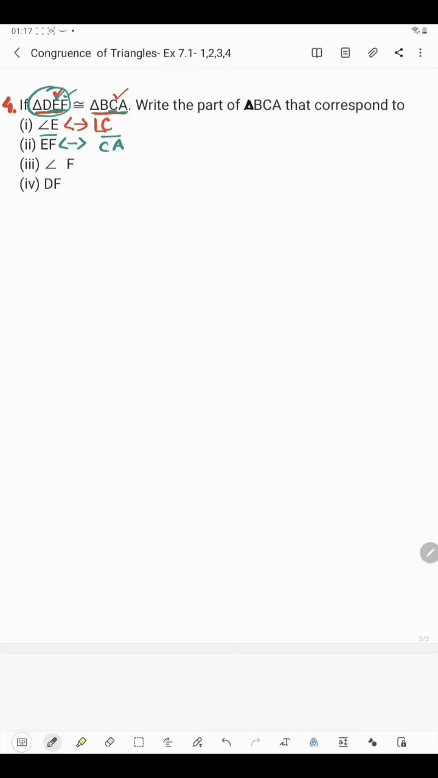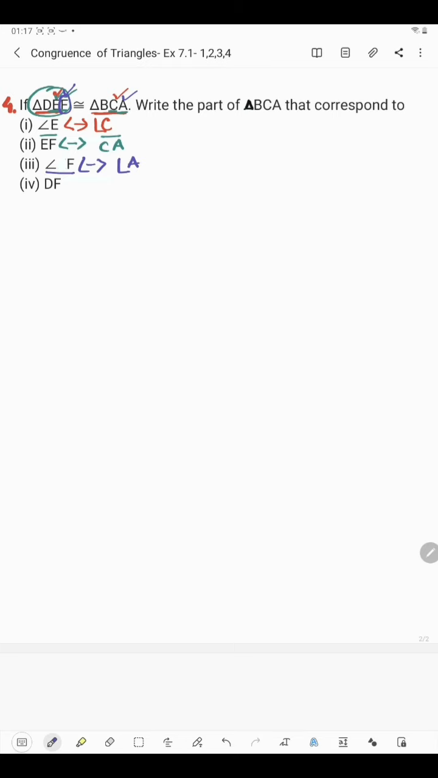Now we will have to find the corresponding part of angle F. Angle F from triangle DEF is over here, that means the last letter. Similarly, from triangle BCA, we will have to take the last letter. So angle F corresponds to angle A. Okay.